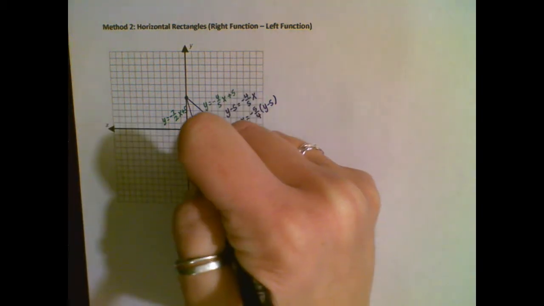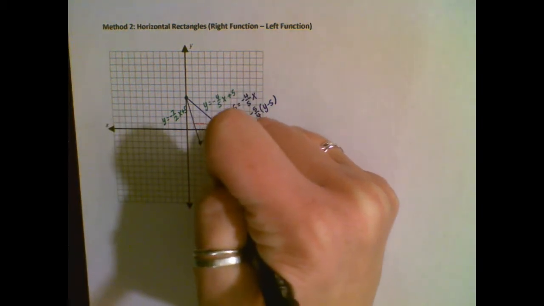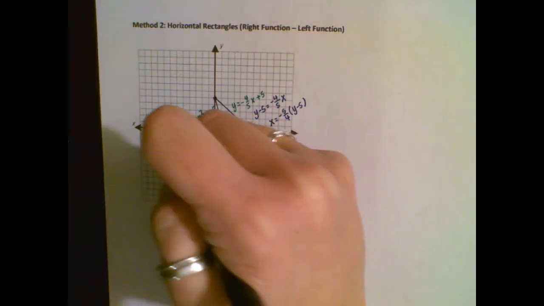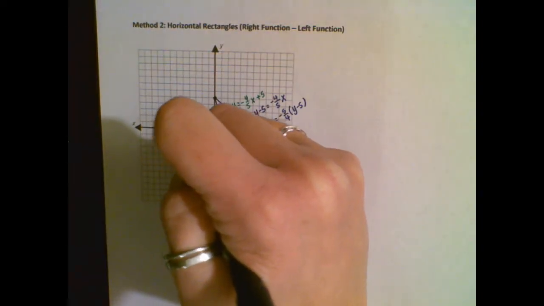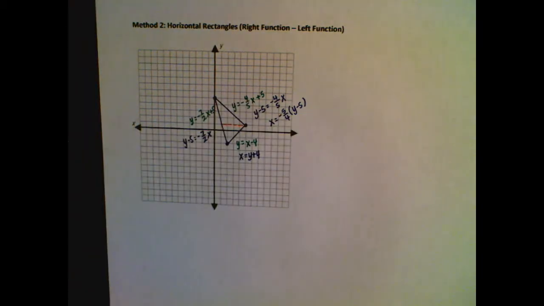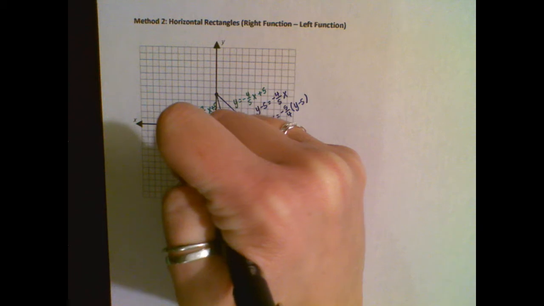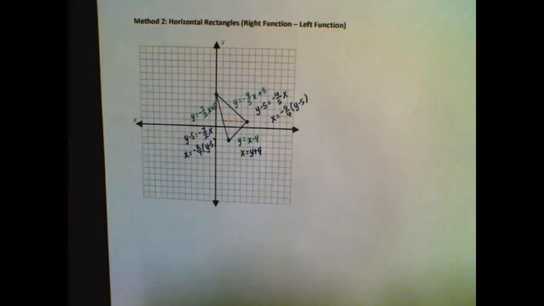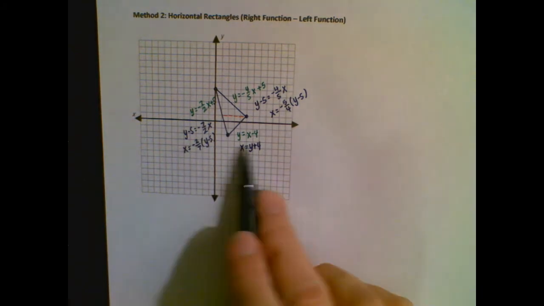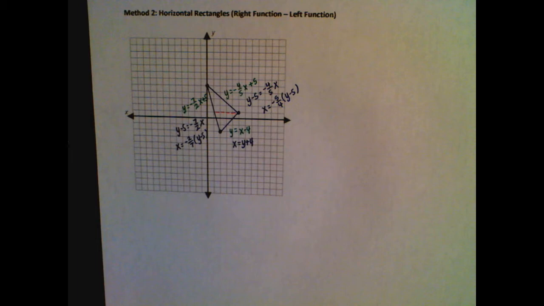Over here, this one's pretty easy. X is going to be equal to y plus 4. And then over here, I'll get rid of the 5. So y minus 5 is going to be equal to negative 7/2 x. Multiply by the reciprocal. So x is going to be equal to negative 2/7 times the quantity of y minus 5. So now that that's in terms of an x equals equation, I can integrate with respect to y.